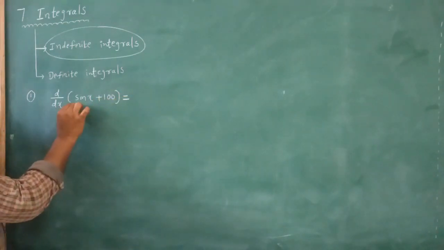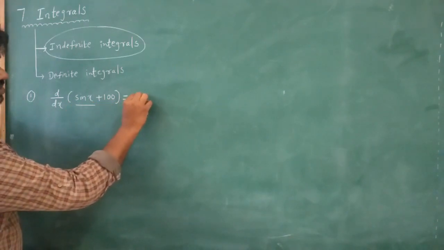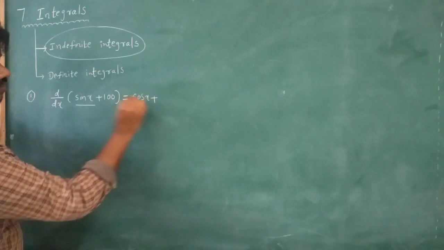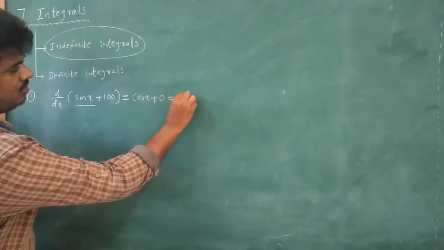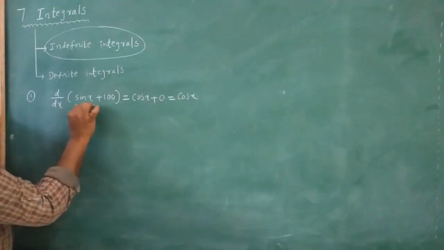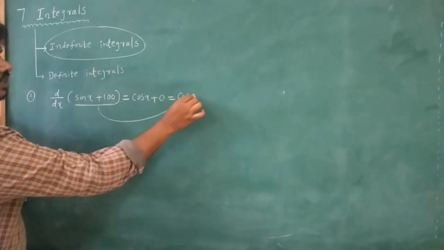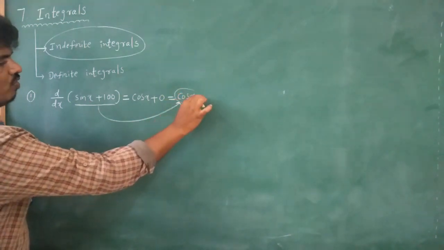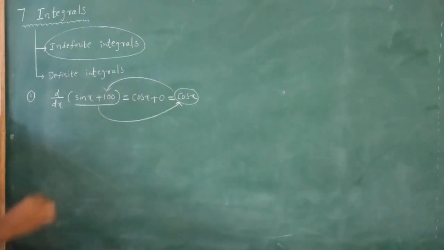The derivative of sin x is cos x, plus the derivative of 100, which is 0. So finally that is cos x. Here the derivative of sin x plus 100 is cos x. The antiderivative of cos x is sin x plus 100.